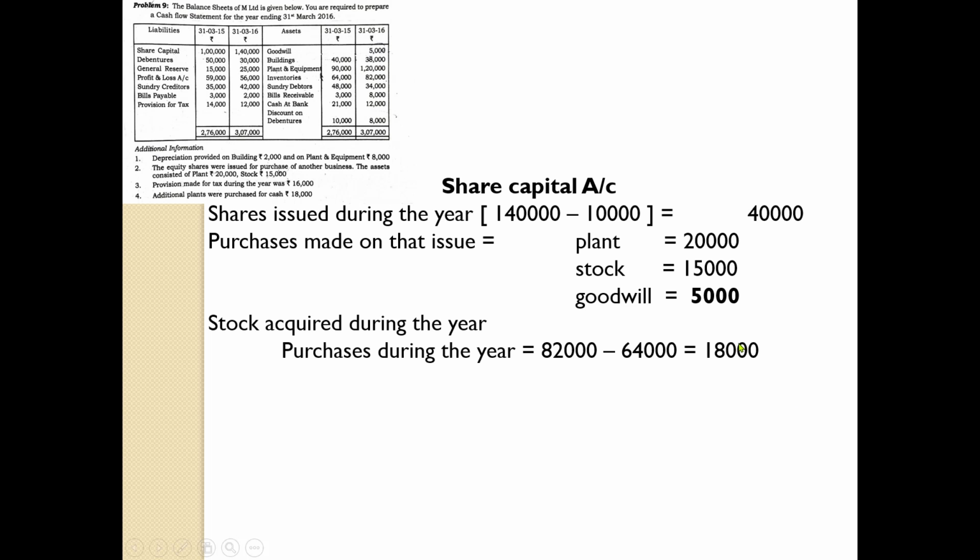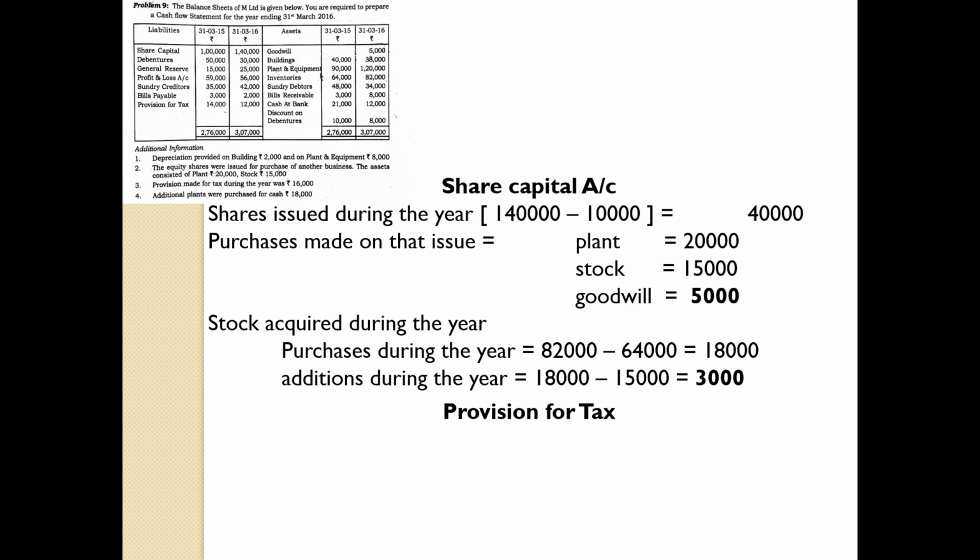So in the case of inventories also there is a mismatch of rupees 3,000. So we can assume that additions during the year of rupees 3,000 are hidden in the statement. So 3,000 has to be considered.